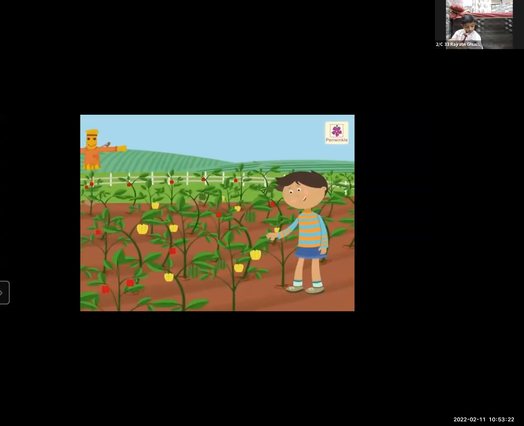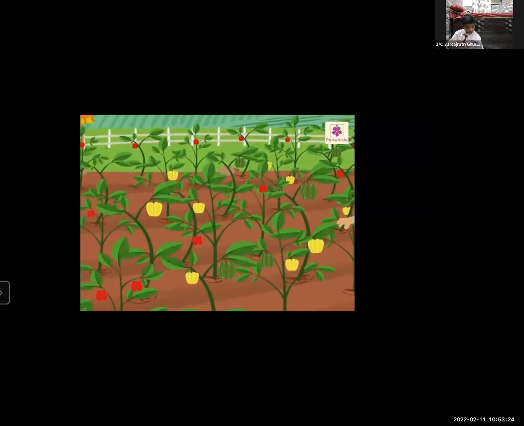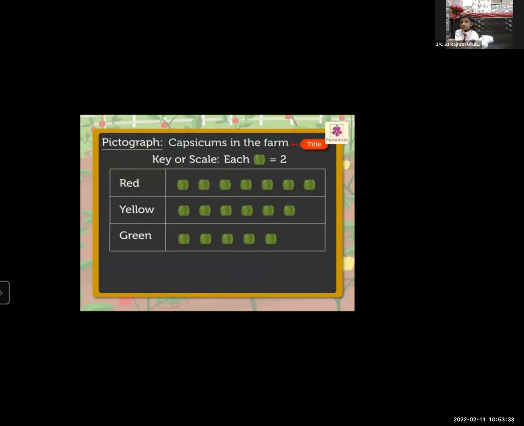Joy visited a farm which was full of red, yellow, and green capsicums. Now, let's read this pictograph. Here, the title, Capsicums in the Farm, tells us the pictograph is about the number of capsicums in the farm. The labels give us the information on the colors of the capsicums. The key or scale tells us that each capsicum picture is equal to 2 capsicums. So, let's count the number of capsicums in the farm.